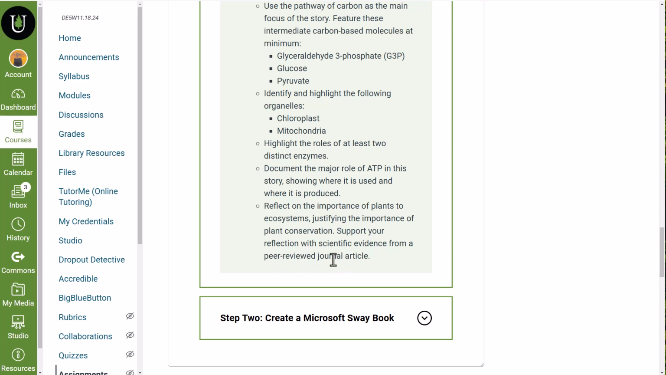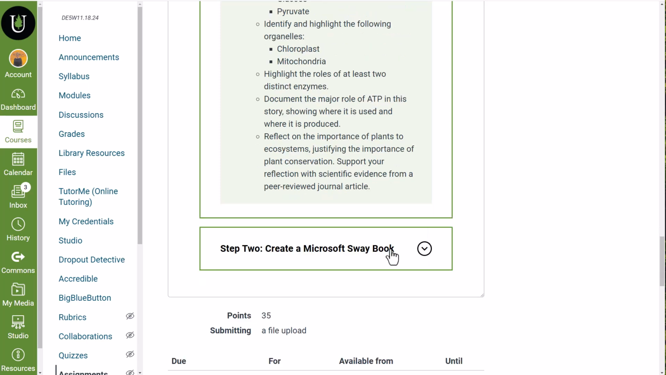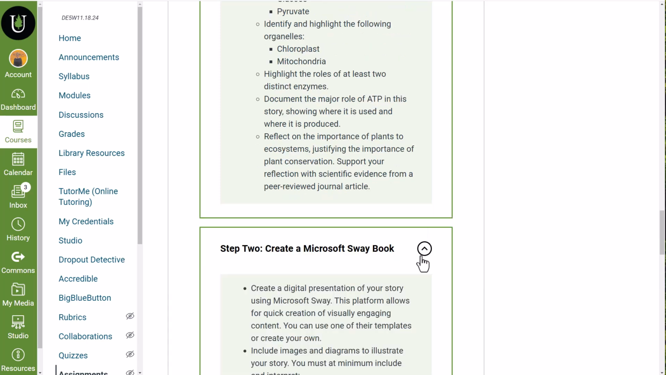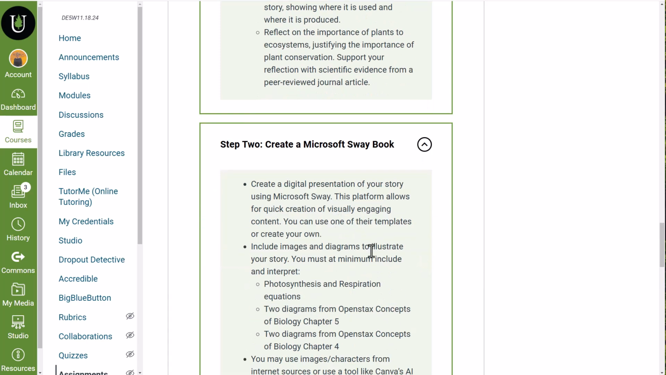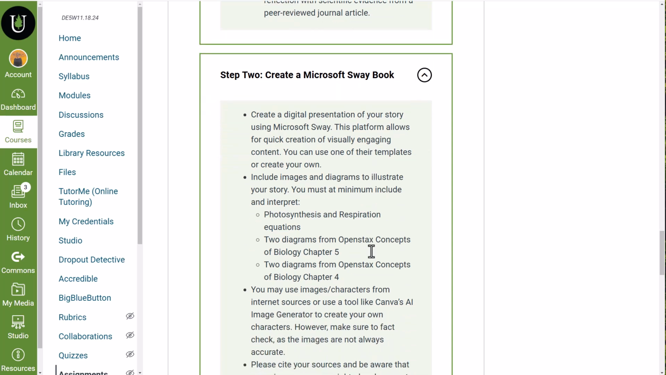Make sure you go into a scientific journal and get an article. It can be either a review article or a research article, but it does need to be peer-reviewed. So it's a journal, it's not just a website. Once you have all that together, you're going to create the storybook. In the storybook, you're going to want to include images and diagrams in addition to some explanation verbiage.